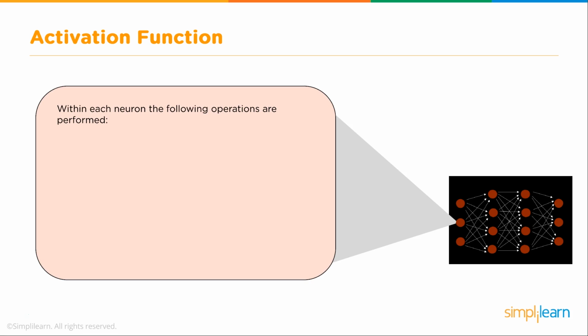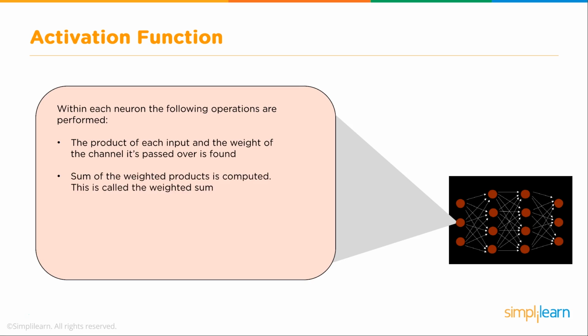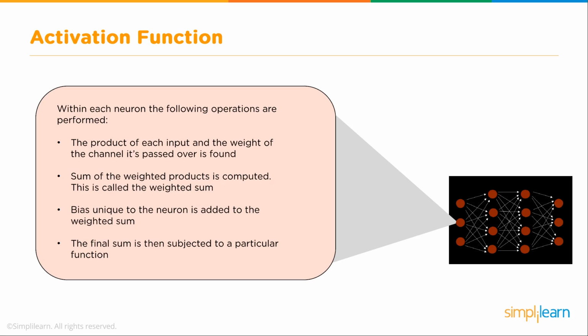Within each neuron, the following operations are performed. The product of each input and the weight of the channel it's passed over is found. This is simply addition. We're going to sum up the weight times the output from the previous channel, plus the bias. The sum of the weighted products is computed. This is called the weighted sum. Bias, unique to the neuron, is added to the weighted sum. The final sum is then subjected to a particular function. And we'll discuss that particular function.